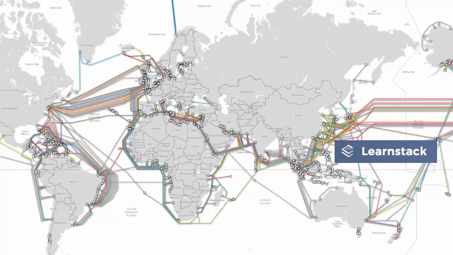This diagram shows the entire optical fiber network in the world. These optical networks are beneath the sea and they span the entire world, and they provide the seamless delivery of content over the internet.